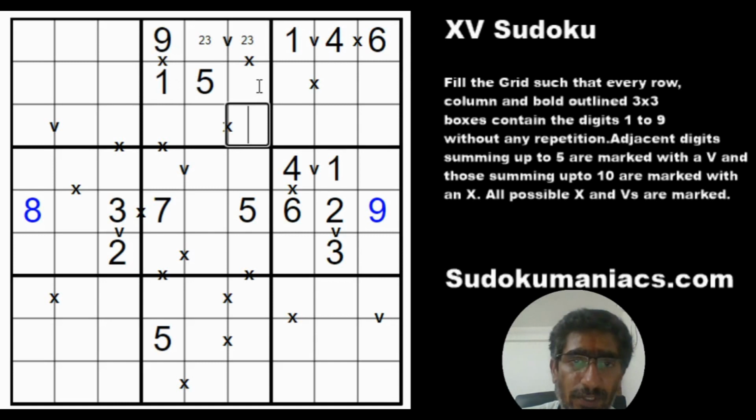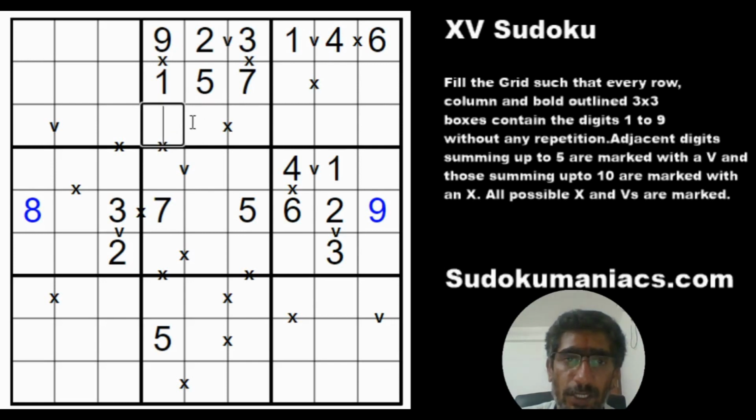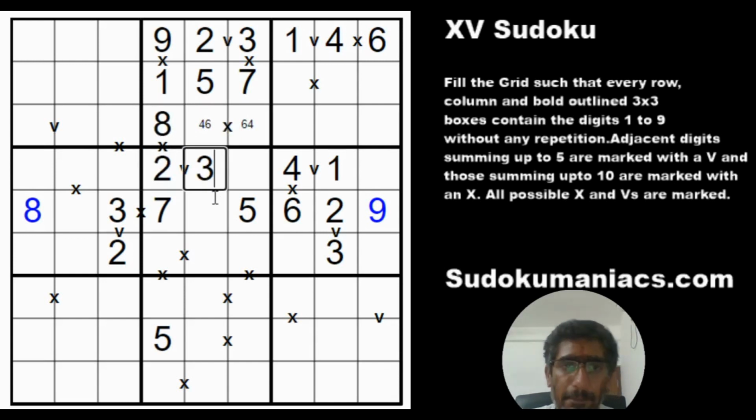And for this 2, 3, this has to be a 7 and an 8. This 7 cannot be here. It cannot be in these two because that would require a 3, which is not possible because of this V. So this has to be my 7, 3 and a 2. This has to be 4, 6, because those two digits will add up to 10. That leaves me with an 8 here, 2, and a 3.